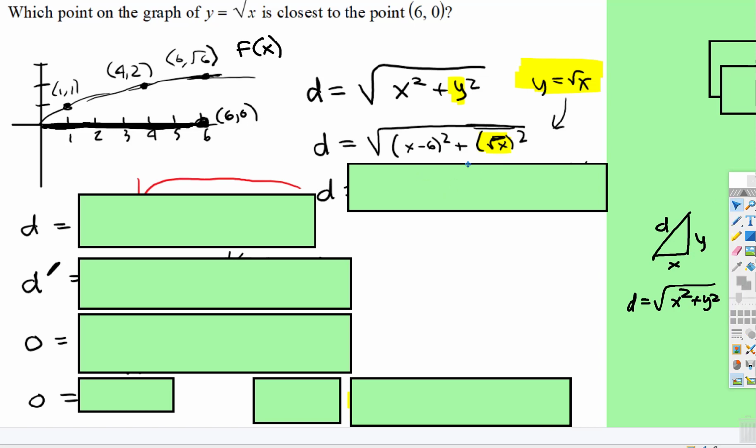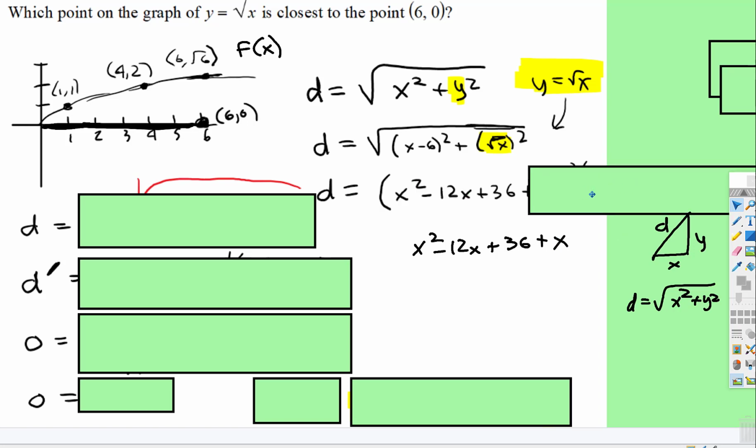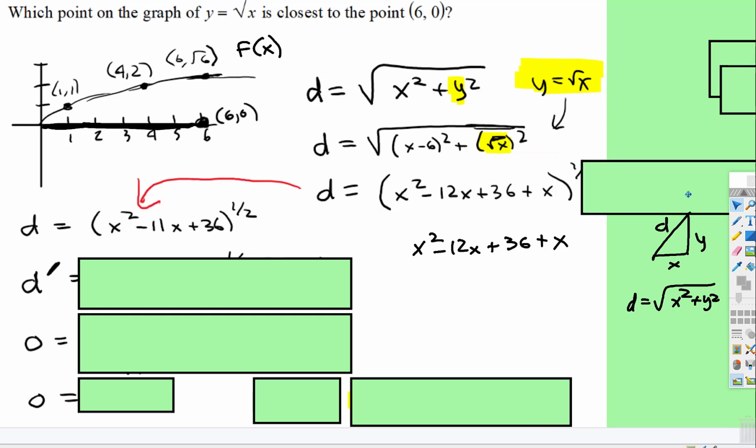And then once you know the distance, we can go ahead and remember we have to minimize this. So we first have to simplify this. So x subtract 6 squared, remember Pascal's triangle, it'll be x squared minus 12x plus 36. Well, the square root of x squared is just x. So negative 12x plus x is just negative 11x. And that's going to be, I'm going to put it to the 1/2 power, and we're going to simplify that. So now we have this to the 1/2 power.